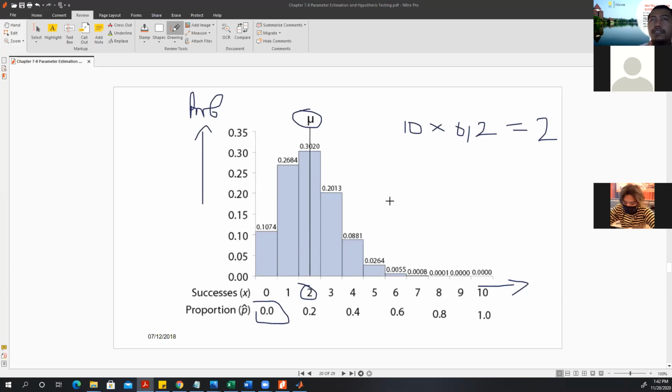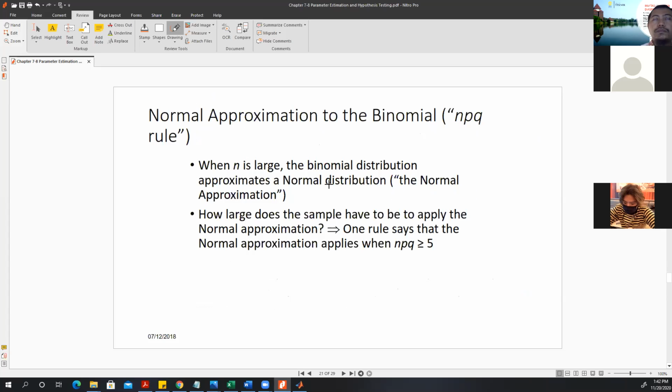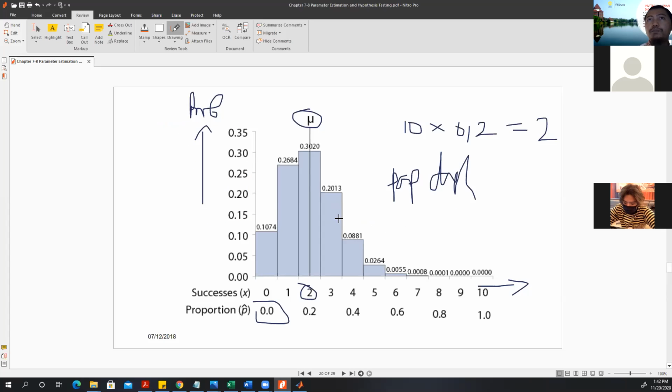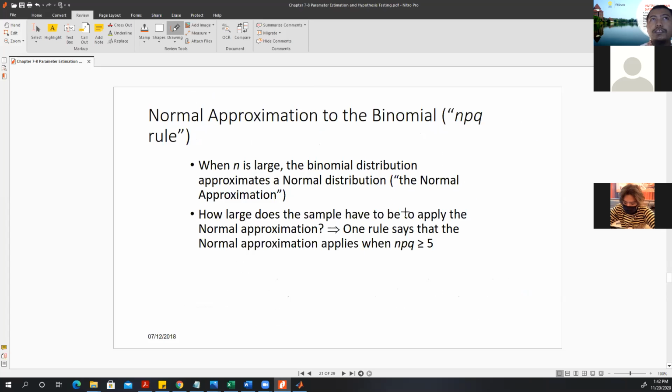Okay. This is the population distribution. When we sample this distribution with sample size n, let's say n is large, the binomial distribution will approximate to a normal distribution. This is called the normal approximation.